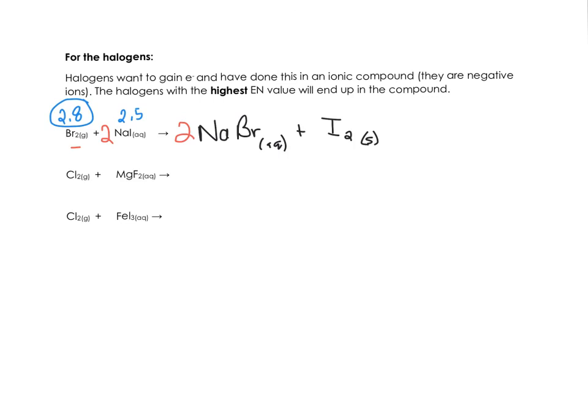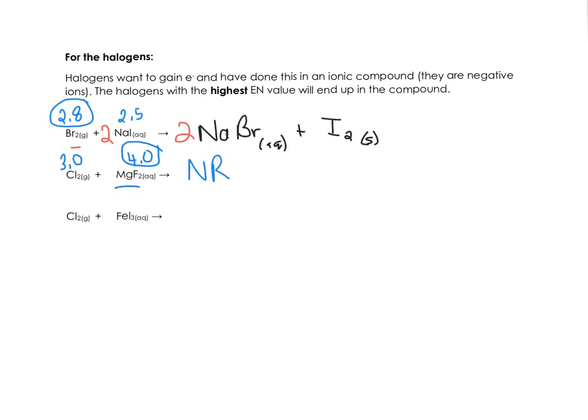Chlorine plus magnesium fluoride. So chlorine has an electronegativity value of 3. Fluorine has an electronegativity value of 4. So we're only comparing the two halogens. The highest halogen is already in the compound, part of magnesium fluoride, so nothing's going to change for this reaction. It's already where it wants to be. So this is an NR, no reaction.